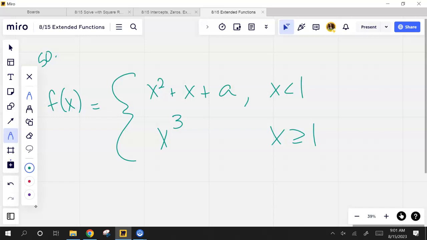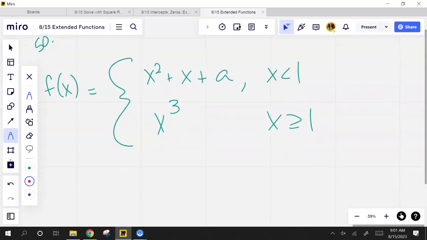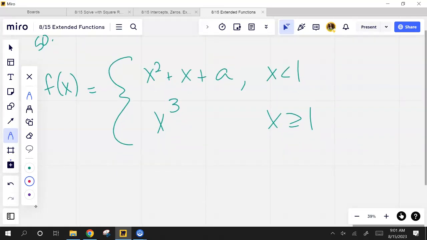What does it mean to be continuous? Tell me the definition of continuity. Okay, the calculus definition of continuity. Okay, that's the intermediate value theorem. The limits. I'm talking about limits. Remember, I want it to be continuous. This is the only place where it may not be continuous.